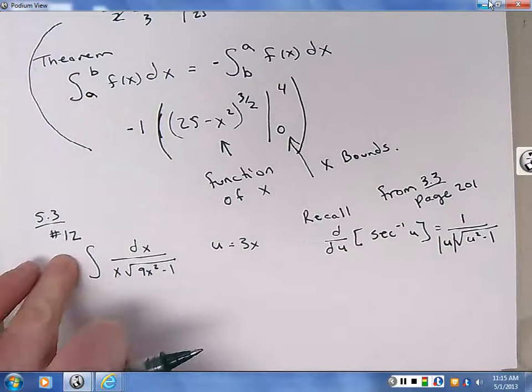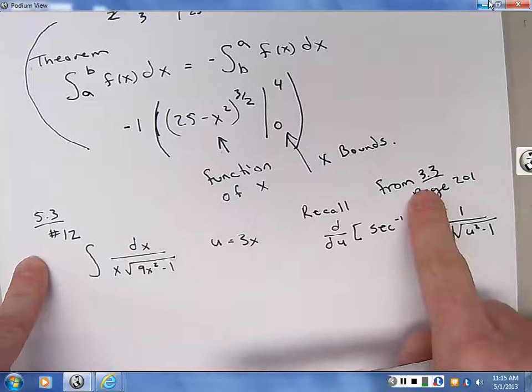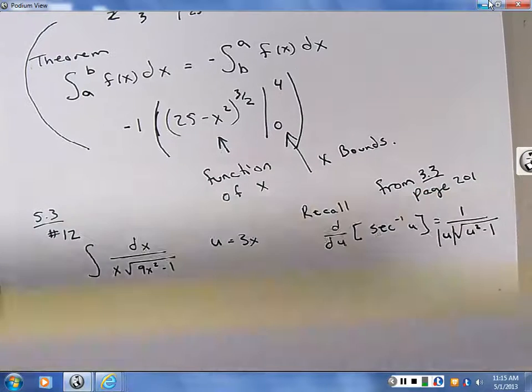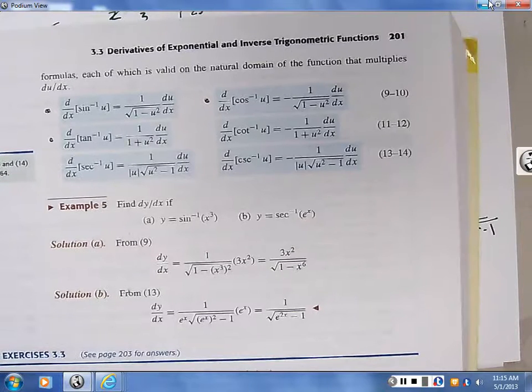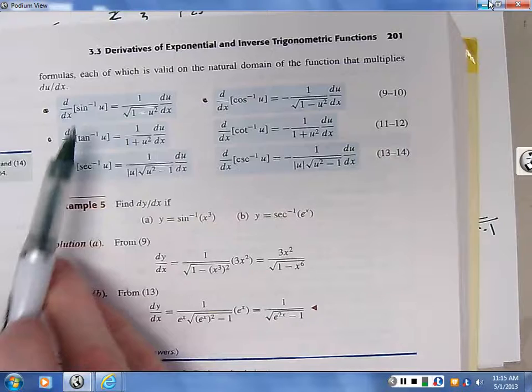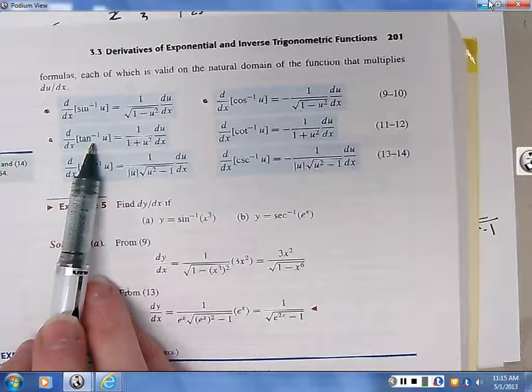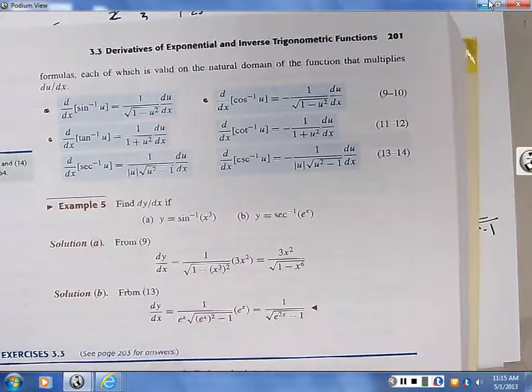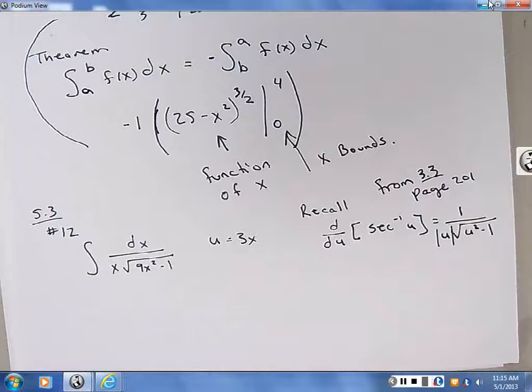This problem is from 5.3, but recall that 3.3 gave you the list of all the derivatives of the inverse trig functions, but focus on sine inverse and tangent inverse. They have potential to show up on the final exam. But in your homework, there are more possibilities of other things showing up because you have access to the notes and the book.